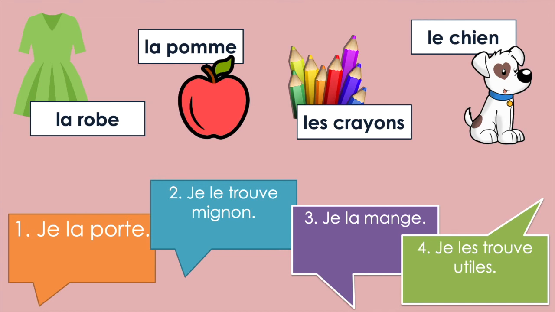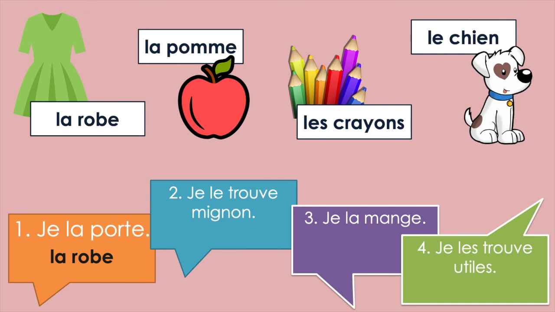So number 1, it says je la porte. We've got 2 context clues in this sentence that will help us work out what object is being spoken about. The first one is the direct object pronoun, la. La is the feminine one, so it must be a feminine thing that is being spoken about. The only 2 feminine things on the board are la robe and la pomme, so it's got to be one of them. The verb here is porte, from porter. Porter means to wear. You're much more likely to wear la robe than la pomme, so this person must be talking about la robe, the dress. I wear the dress, I wear it.